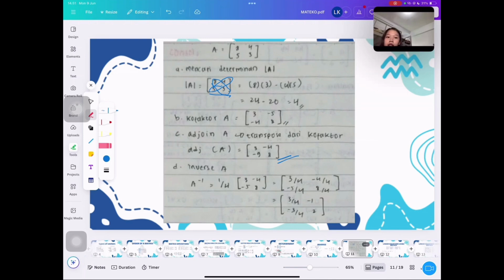And the last one, we calculate the inverse A using the formula. So the answer is this one.